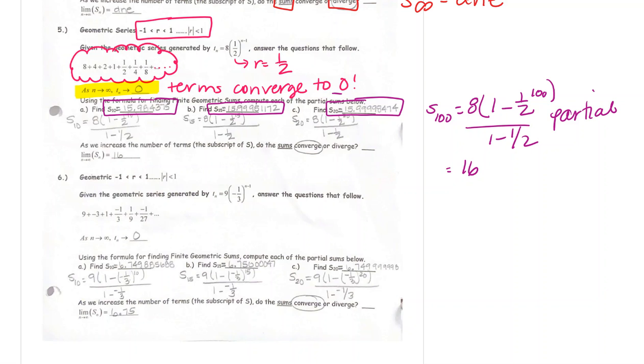Okay, so if the terms converge to 0, then we actually would say that the sums converge. There is going to eventually be a sum that you can find based upon that. And you can tell here these were all approaching 16. So I would say S sub infinity equals 16.